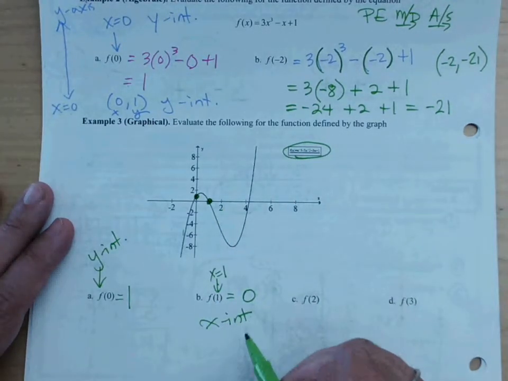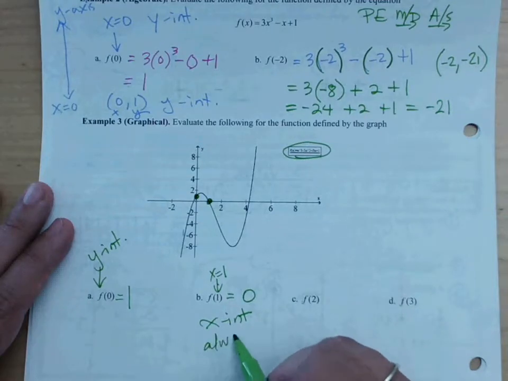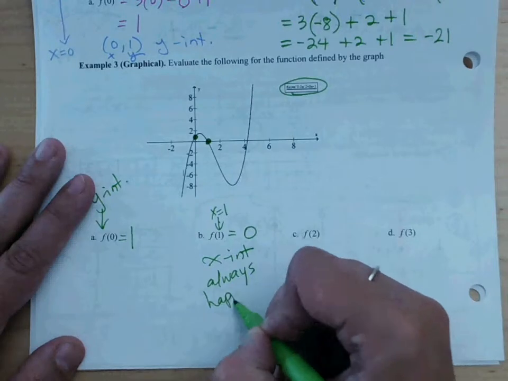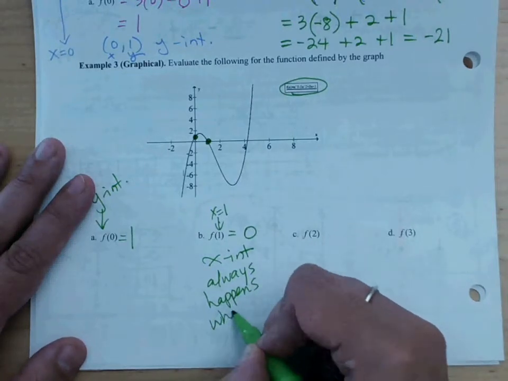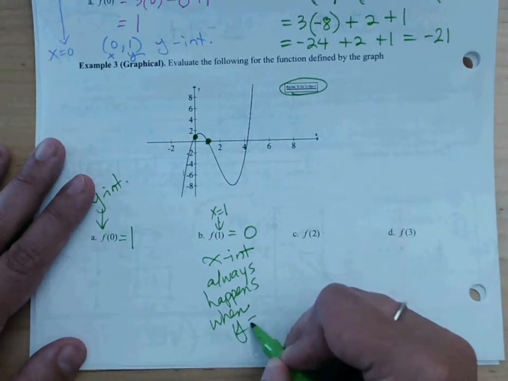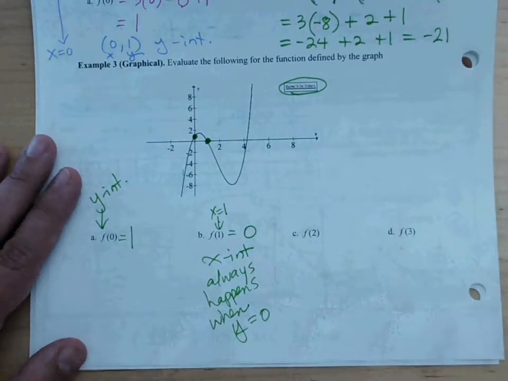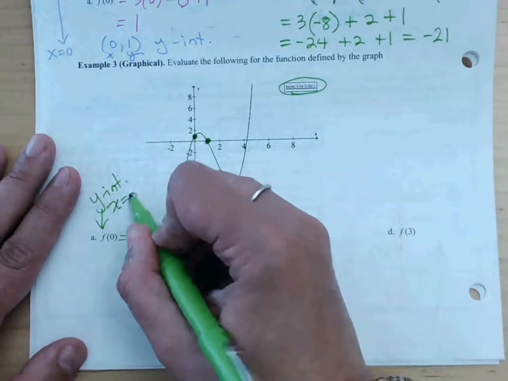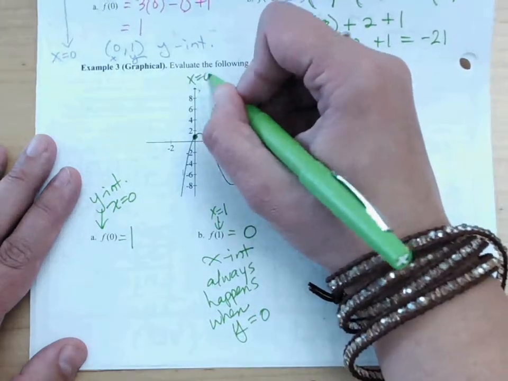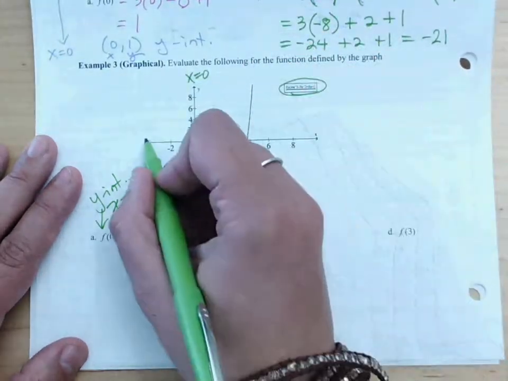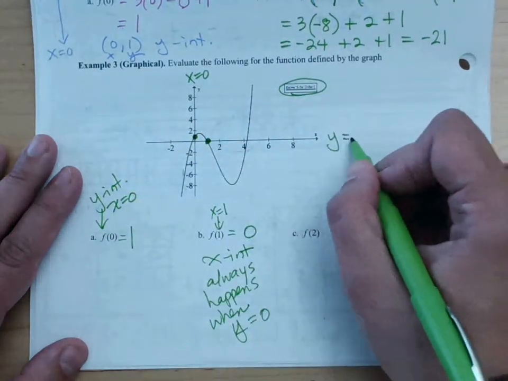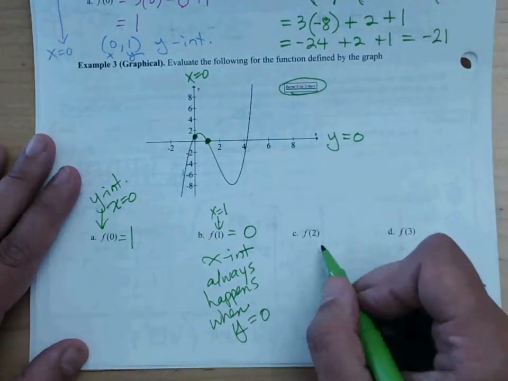The x-intercept always happens when what? When y equals 0. Conversely, the y-intercept always happens when x equals 0. So the line x equals 0 is this vertical line. The horizontal line, the x-axis, is the same thing as y equals 0. Okay, now let's look at this one.